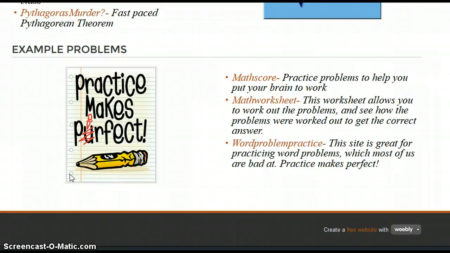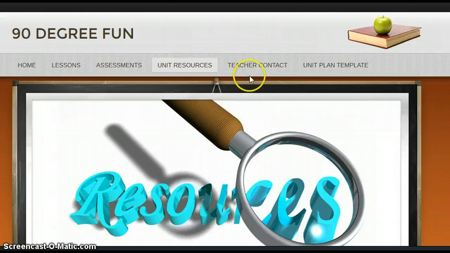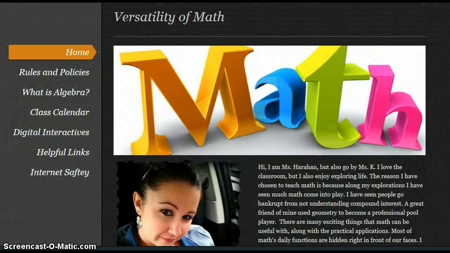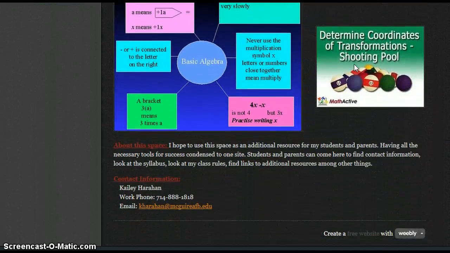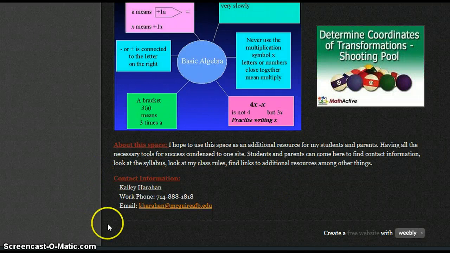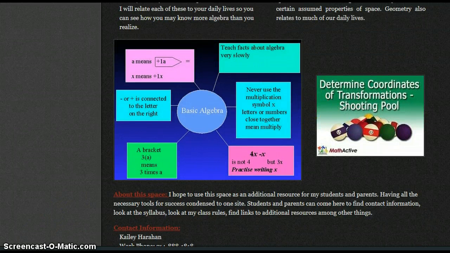The last section on this page is actually example problems, and these are all websites that the students can go to get problems to practice, because we all know the golden rule that practice makes perfect. Next on my navigation is actually the teacher's contact. This is my teacher website, and I am not going to go too in depth on it, but I do want to show that if the students or parents want to get in touch with me, I have my contact information on the home page of this website.